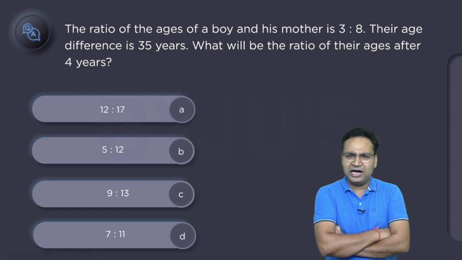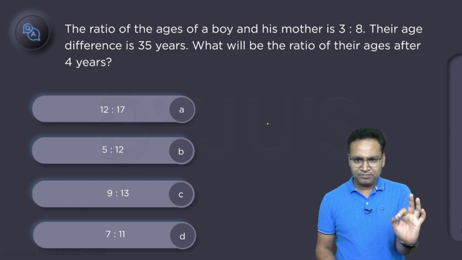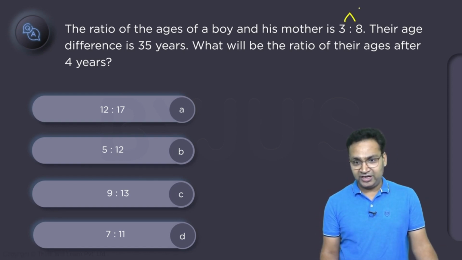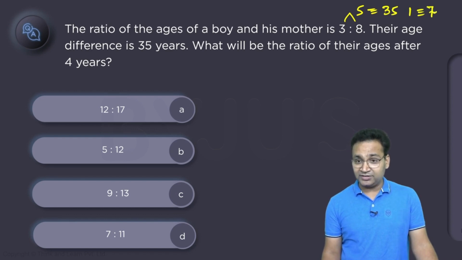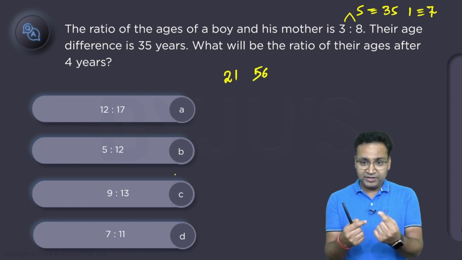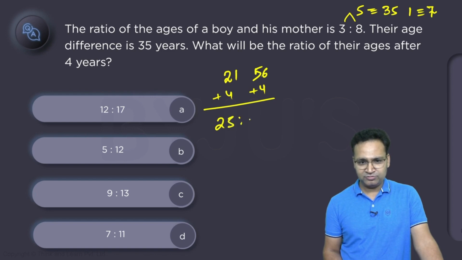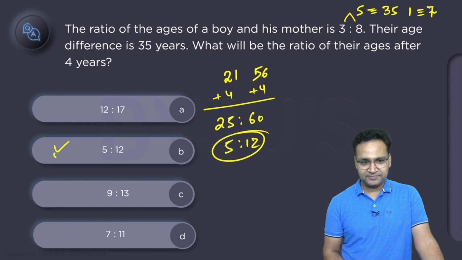I think now it is just a cakewalk. You should not write anything for this question, right? 3 and 8. What is the difference? 5. This 5 is 35. So 1 is 7. That means the ages are 3 7s are 21 and 8 7s are 56. What will be the ratio after 4 years? We are adding 4 to both. So now it is 25 ratio 60. 5 5s are 25, 12 5s are 60. That's my answer.